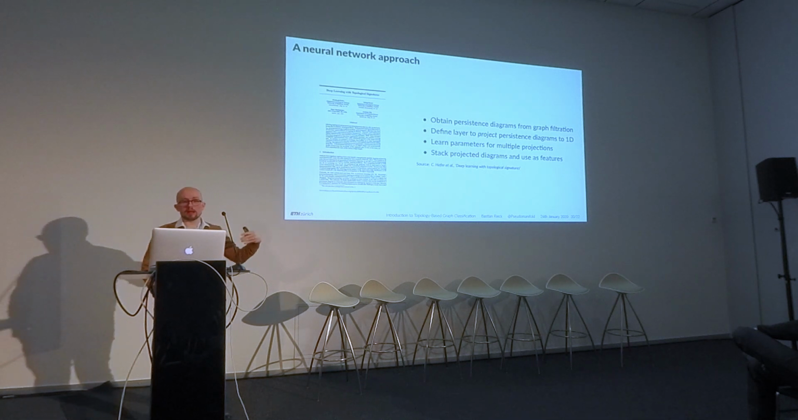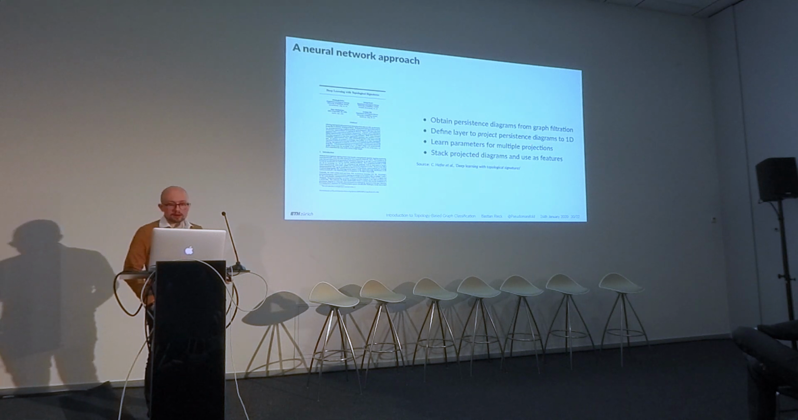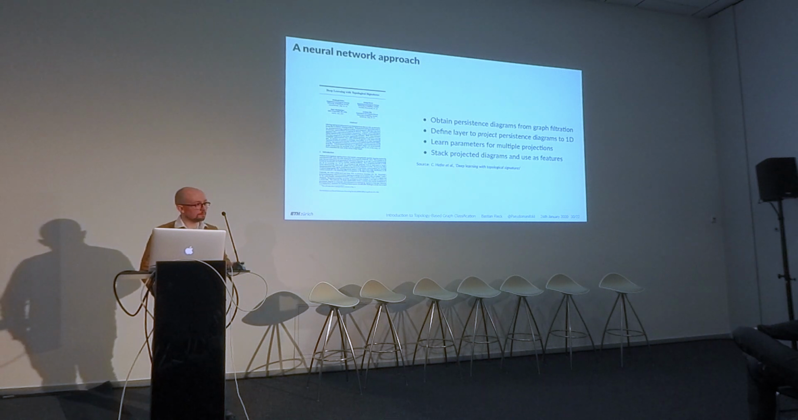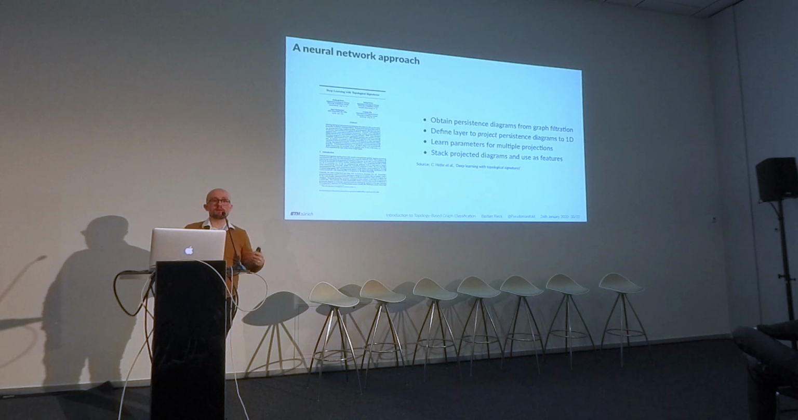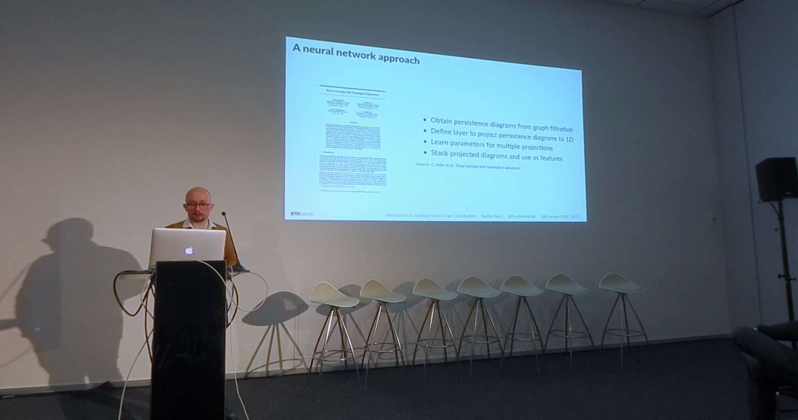They define multiple projections of this, like 32 or 64, kind of like what you would do in a convolutional neural network. Then you learn those parameters for those projections. You stack the projected diagrams and you use them as features, and you have a way to classify graphs. This was done for unlabeled graphs, though. So they used a graph filtration based on the degree. So it can't use labels yet, but it works quite well for degree-based graphs.